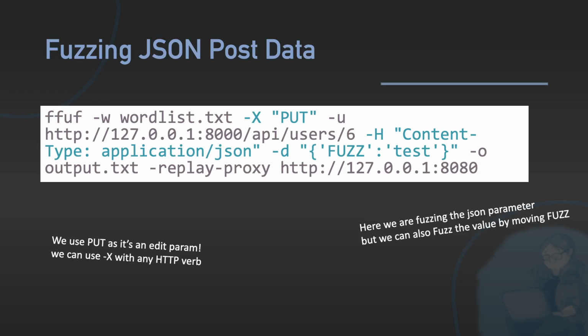And you know what else we can do? We can fuzz JSON post data as well. Here we're using the HTTP verb PUT because we're trying to edit something. We can add a header, which is a content type application/json. And in our post data, we can have JSON. And you know what? We can fuzz the parameters for JSON as well. Just by moving that FUZZ word, we can change so much in our requests.